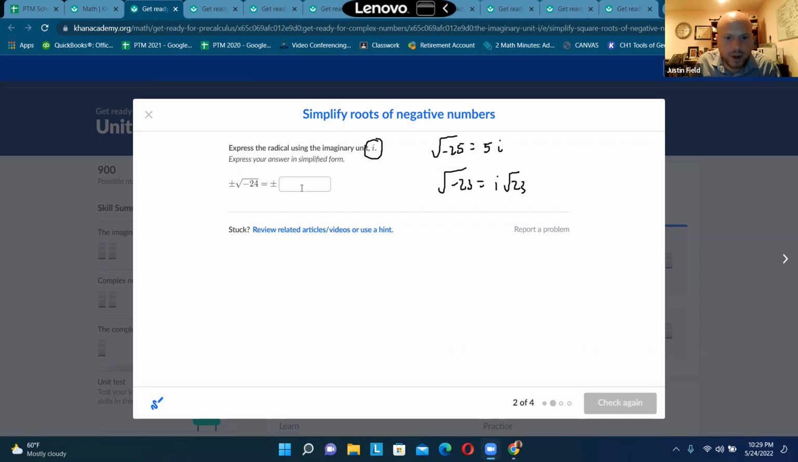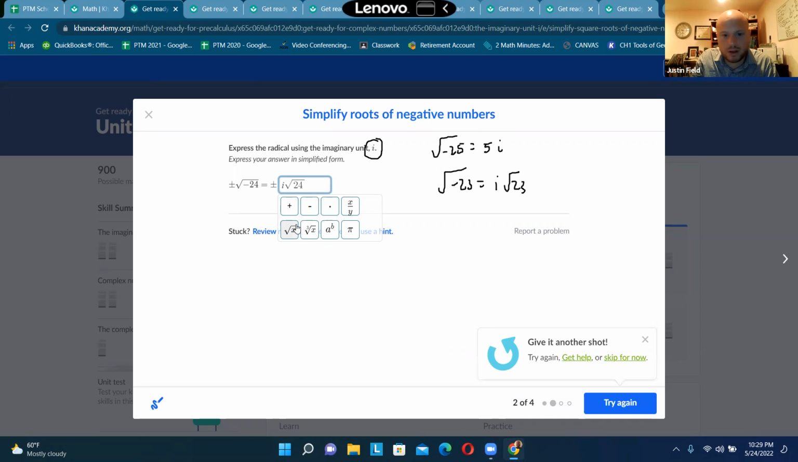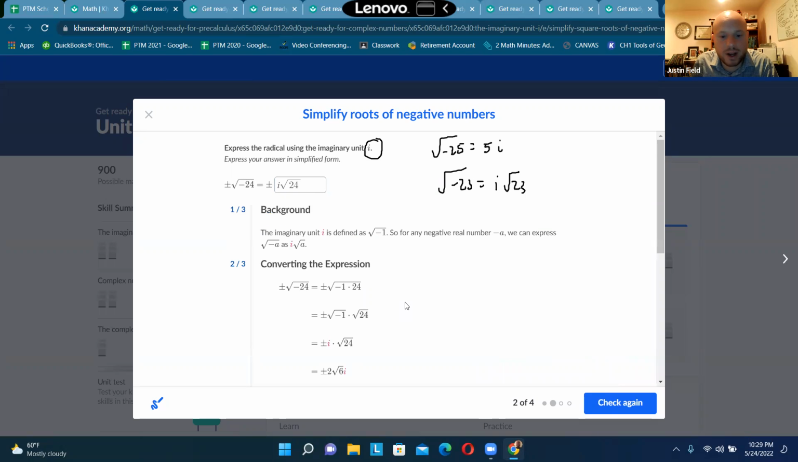In fact, let me write this like this: i times the square root of 24. Let's see, is that right? No, it's not right. So then we click get help and we find out, oh yeah, we have to simplify the square root. See, that's why we have to do this. So they said, oh, simplify. So the square root of 24, how do we simplify that again?